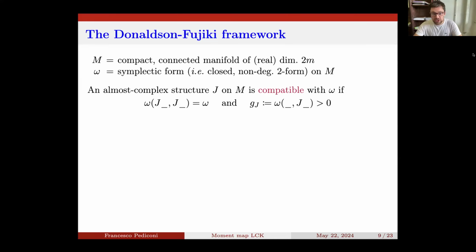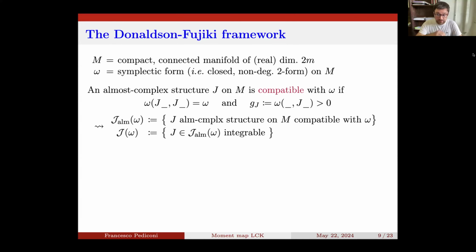So let me mention that an almost complex structure J on the manifold M is said to be compatible with omega if it satisfies these two hypotheses. The first one is that omega is of type (1,1) with respect to J, okay? And the second one is that whenever you combine omega and J, you obtain a symmetric 2-tensor that we denote by g_J, and we ask that this g_J is positive definite. So it is a Riemannian metric on the manifold.